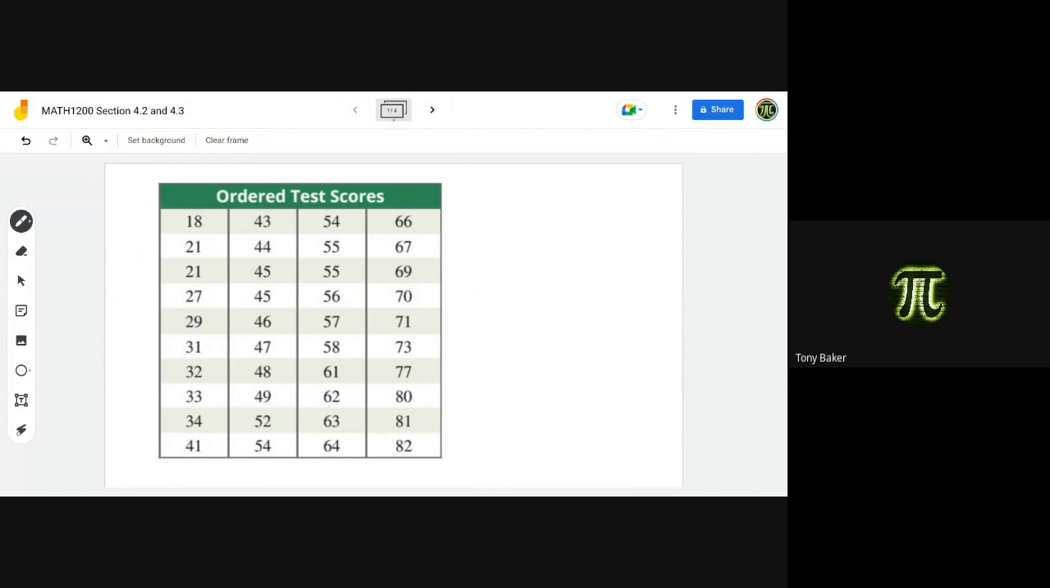Step one. What is the range of this data? How do I find range? Right. So what's the range of this data? So it's 82 minus 18, which is what? 64. Yeah. So my range is 64.